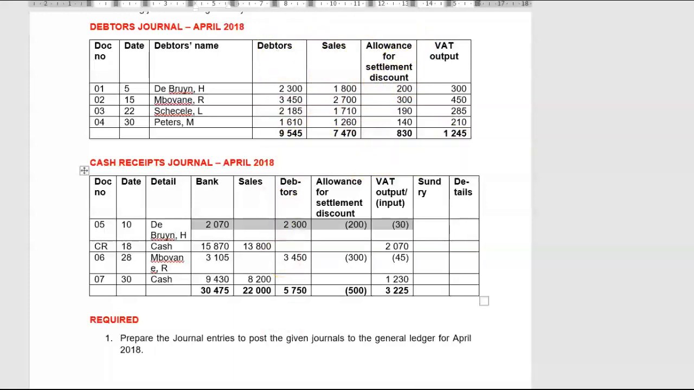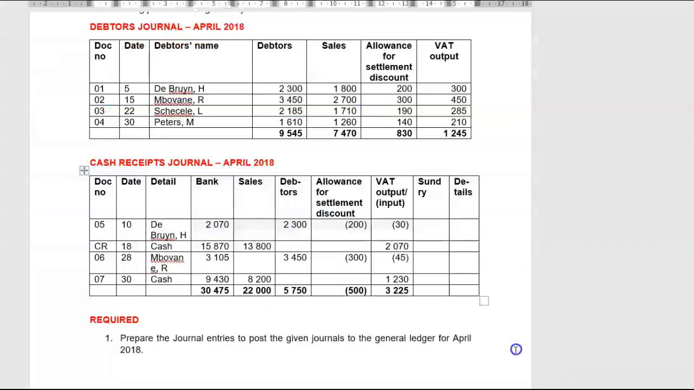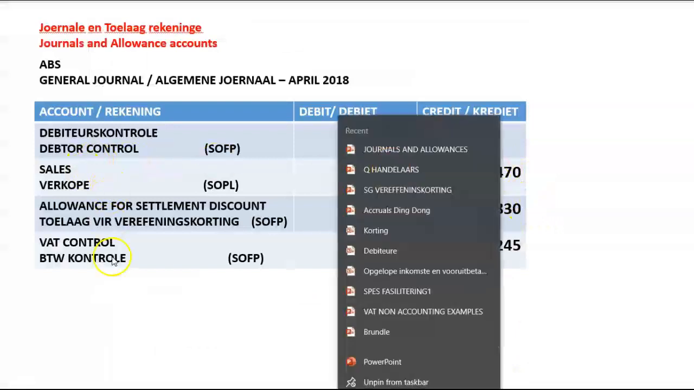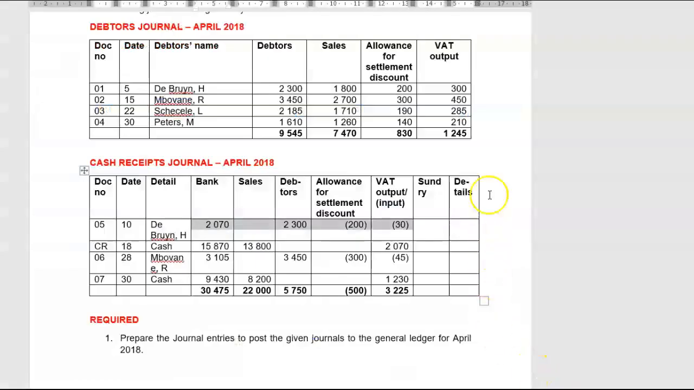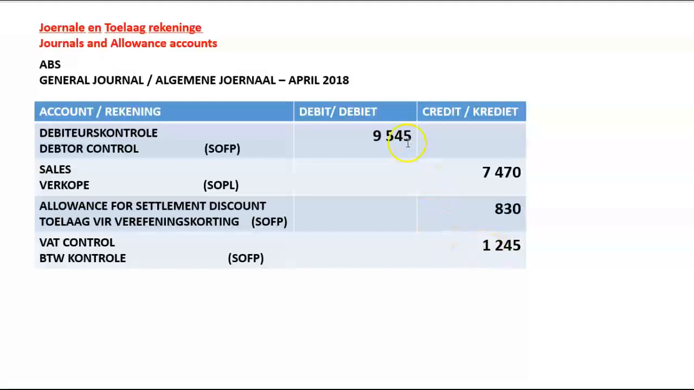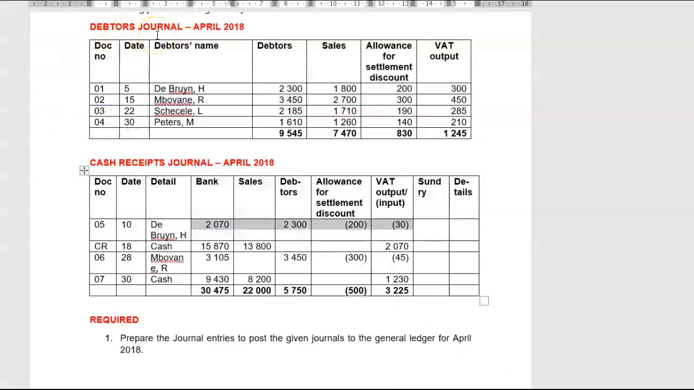So debit debtors with 9545, statement of financial position. Credit sales with 7470. Credit our allowance for settlement discount with 830, and credit VAT output with 1245. You can add these three together and it will balance back to the 9545. Then we've done the month-end posting from our debtors journal to the general ledger.